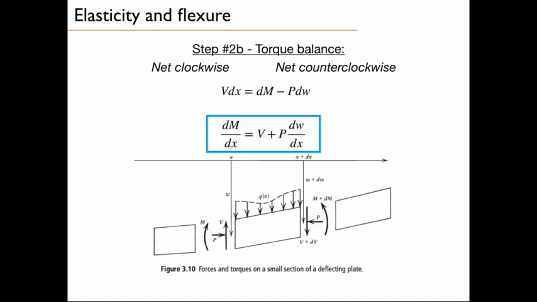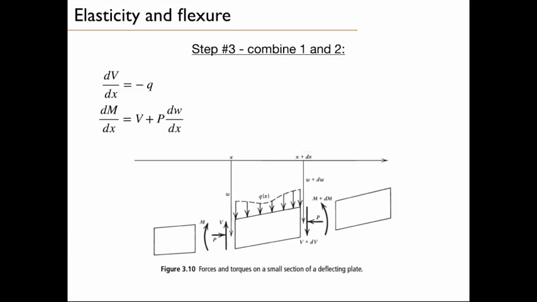So if you make the balance, we have the clockwise and the counterclockwise contribution. This gives V dx equal dm minus P dW. Once again, you can divide everything on the right hand side here by dx, and you will obtain this equation. dm/dx is equal to V plus P dW/dx. So this equation we have to keep in mind for later use.